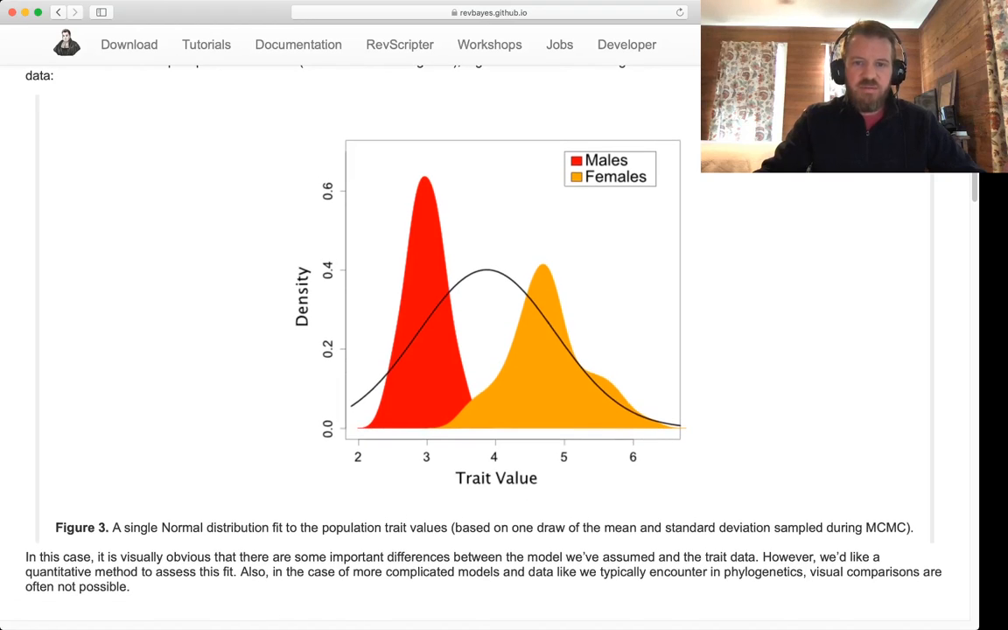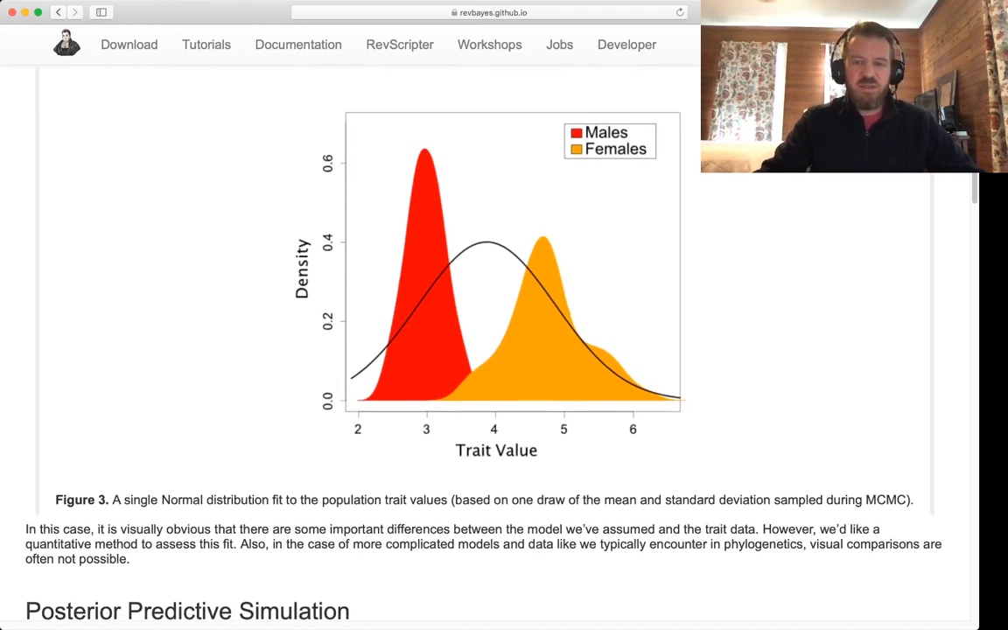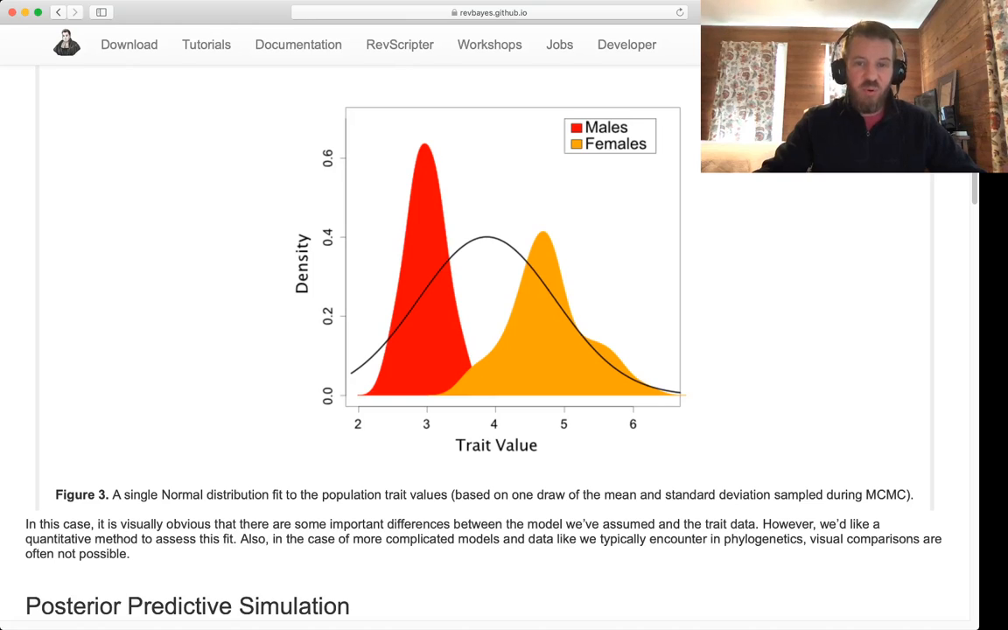Just looking visually, it should be obvious that there are some very significant and important differences between the model we've assumed, represented by this black line, the single normal distribution, and the bimodal trait data that we've actually collected from our population. But in many cases, doing this kind of visual comparison isn't going to be nearly so easy. And so we'd like to have a way to actually quantitatively compare the fit of this model to these data.